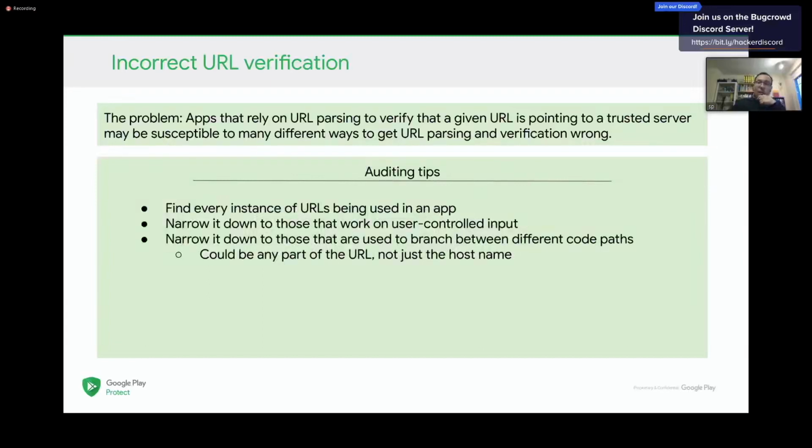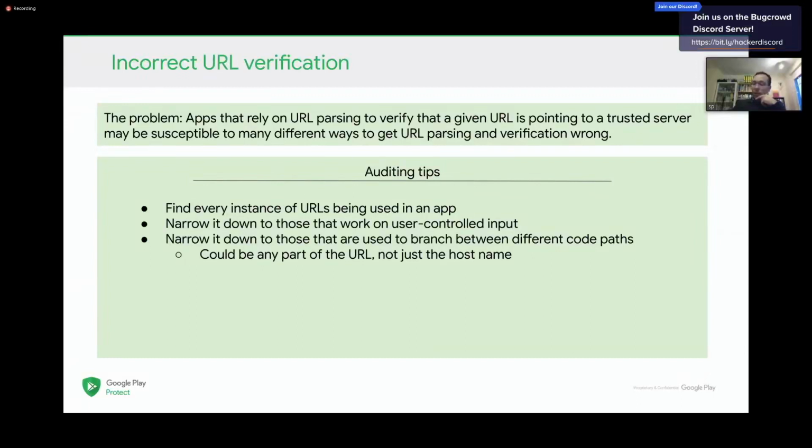So when auditing, you want to find every instance of URLs being used in an application. You want to narrow it down to those that work on user-controlled input, and then you want to narrow it down even more, ideally to the ones whose data or URL name is used to distinguish between code paths, right? Maybe in an if statement, maybe in a loop of some sort. We see all kinds of URL verification mistakes, not just the host name.